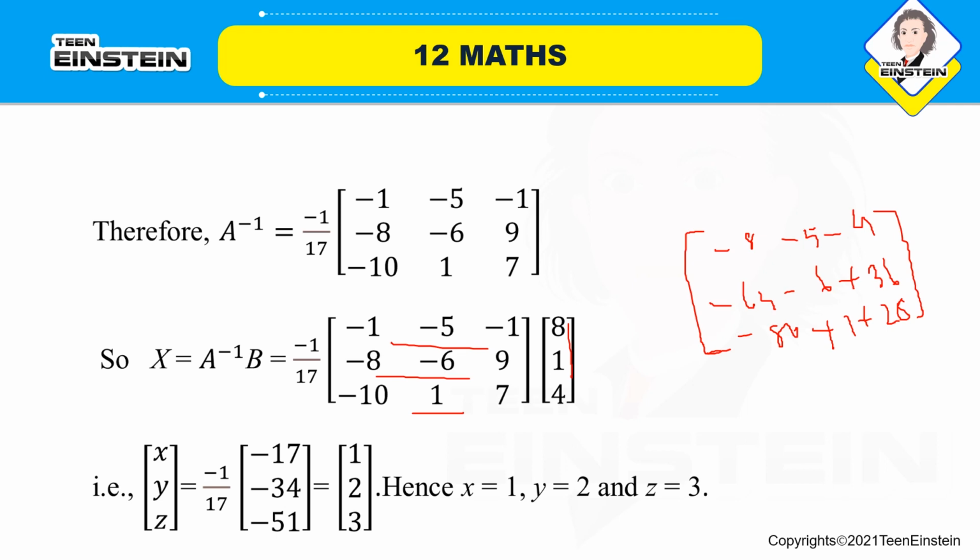Now bring this minus 1 by 17 inside the matrix. So you'll be getting minus 17 by minus 17 gives 1 and minus 34 by minus 17 gives you 2. Minus 51 by minus 17 gives 3. Now equating the values, you'll be getting x equal to 1, y equal to 2, z equal to 3. Therefore, x equal to 1, y equal to 2 and z equal to 3.